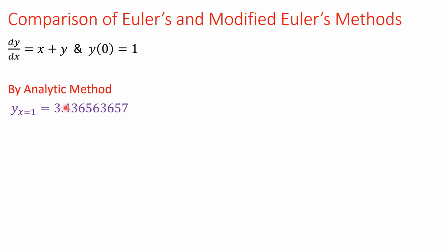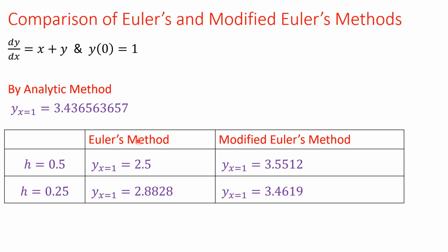Now let's compare our results. This is the answer by the analytic method, 3.4365636657. When we solve using the Euler method by taking h is equal to 0.5, the answer is 2.5. But by the modified Euler method it is 3.5512, and you can see we got a very good answer actually. Even though h is only 0.5, we got a very good answer, 3.5512.